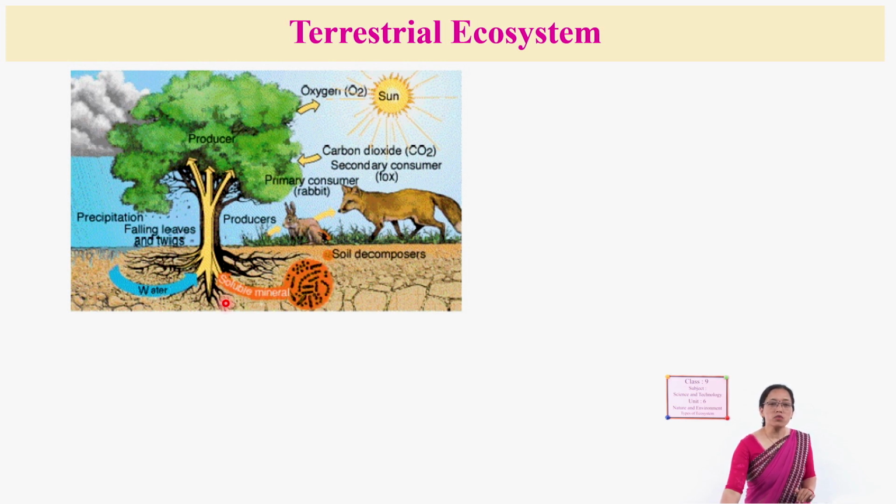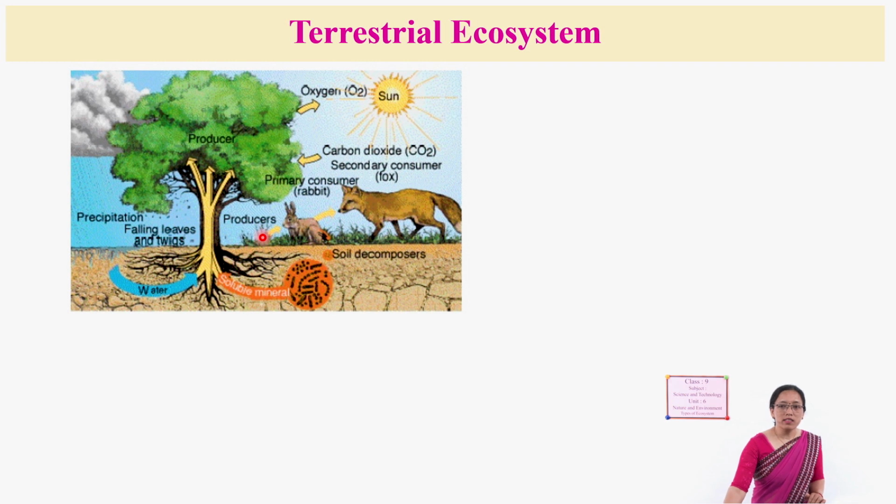And from the soil, the plants can absorb water. Water that is percolated inside the soil is absorbed by the roots of plants. Then there are minerals inside the soil, those are also absorbed by the plants for the preparation of food as well as growth of the plants. In this way, these physical factors are supporting the living organisms present in an environment.